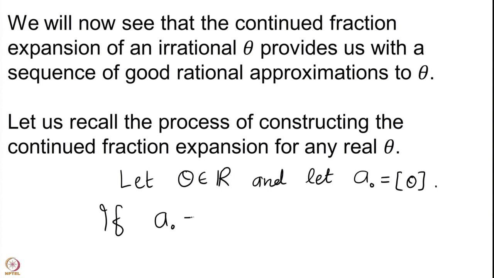If you remember, it is a0 plus 1 upon a1 plus 1 upon a2 plus 1 upon a3 and possibly dot dot dot. So, there should be an a0 and this is that a0. So, we are looking at theta, we take its integral part, call that a0. If theta is negative, this integral part has to be negative. If theta is positive, this integral part can be 0 or positive. If we have that a0 is not equal to theta, that would mean that our fractional part is strictly positive.